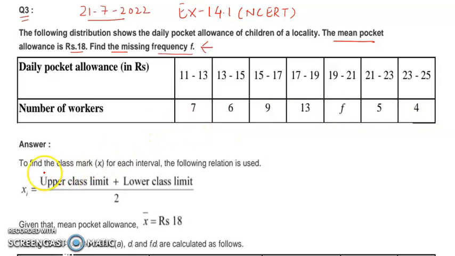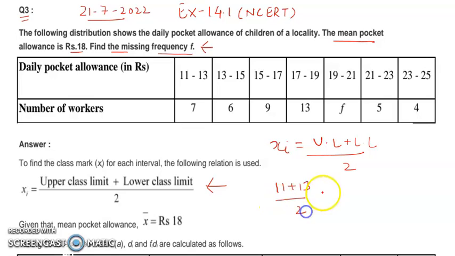So first, find the class mark. We've already done class mark, students, and I already explained. Now you should be very clear with this. Class mark is upper class limit plus lower class limit divided by 2, I've written here also. So 11 plus 13 divided by 2. 3 plus 1 is 4, 1 plus 1 is 2. So 24 divided by 2 is 12.